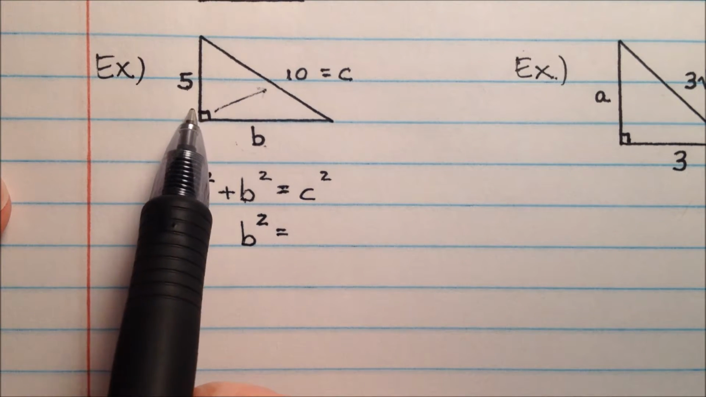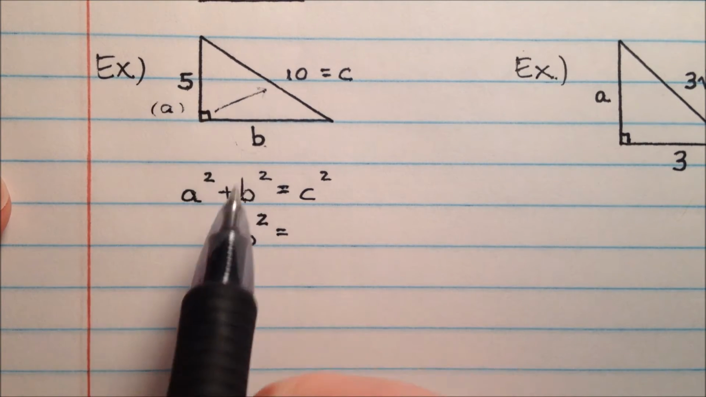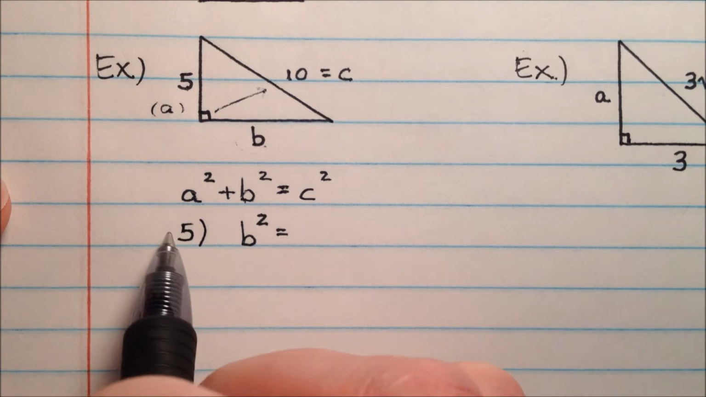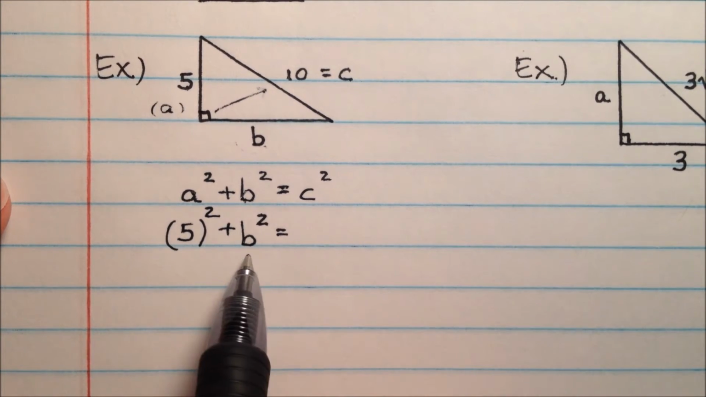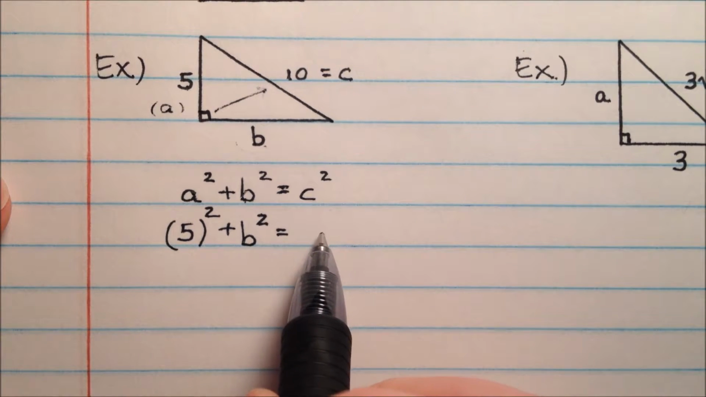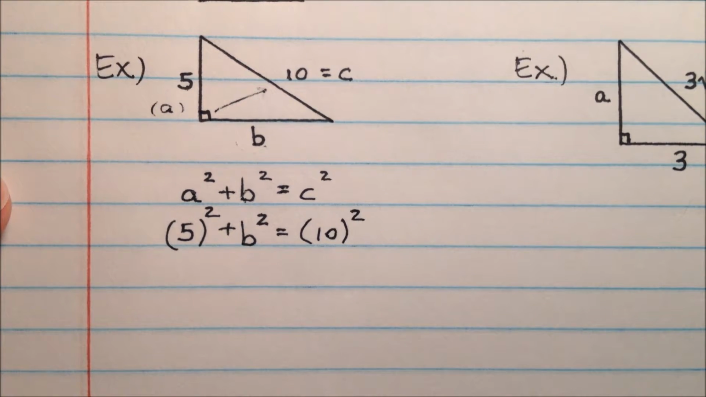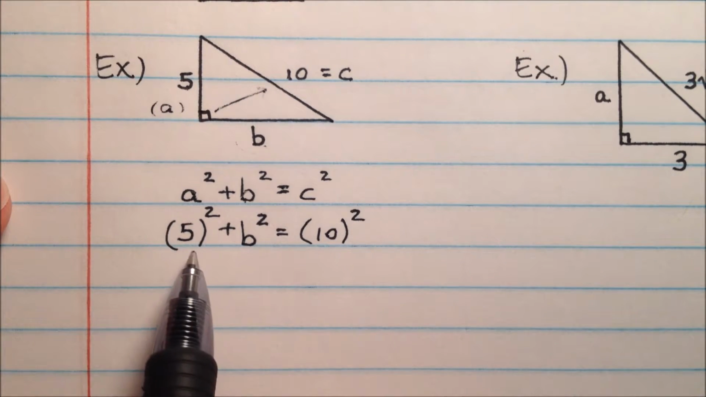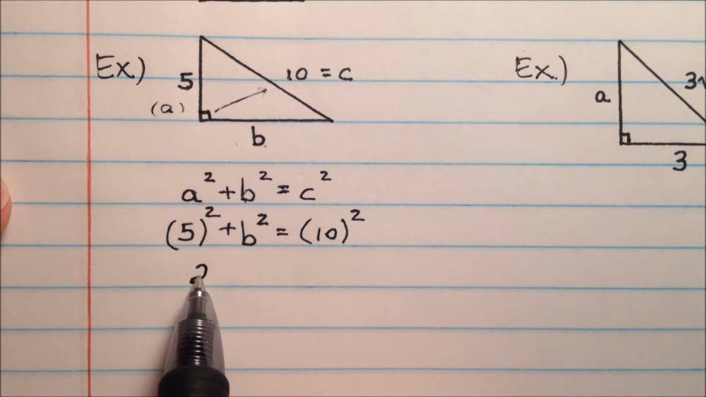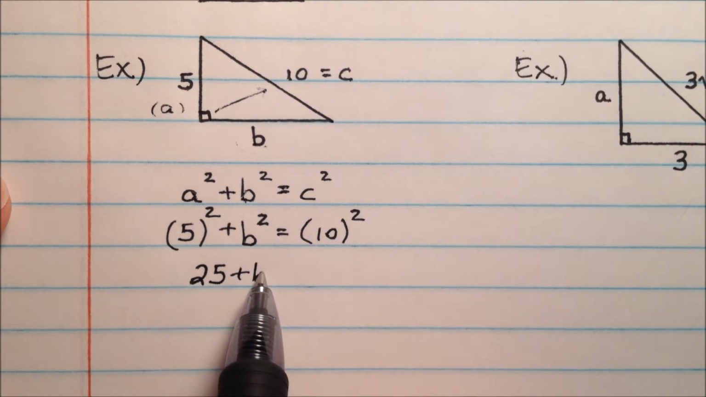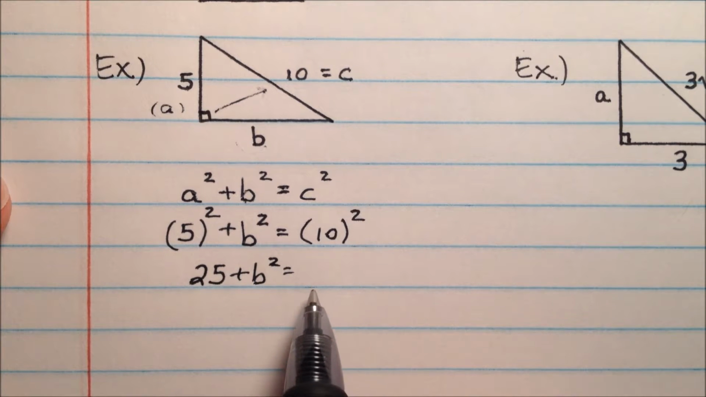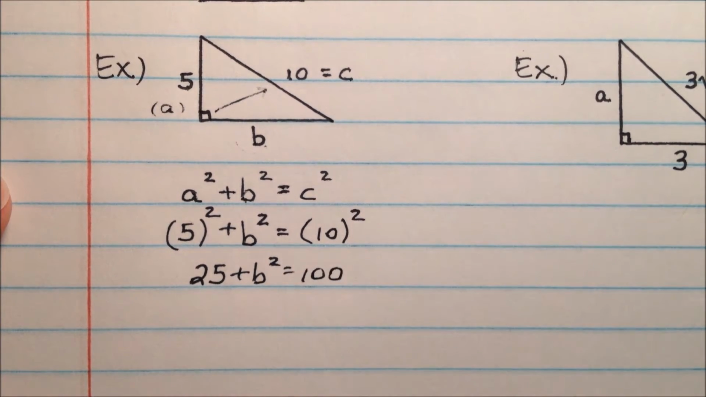And it looks like our A value is going to be our 5, so I'll put 5 squared, and put that in for our a. And in this case, the c we do know is 10, so I'm going to substitute 10 in for c and square that. Okay, so when I square both of these, 5 squared is 25, plus b squared equals 10 squared, which is 10 times 10, which is 100.